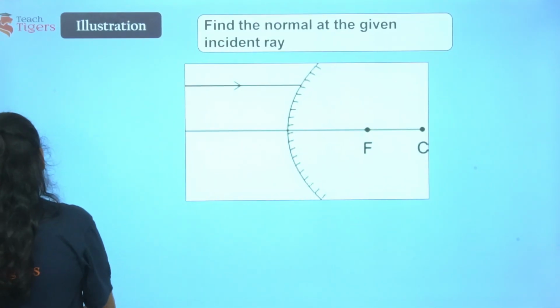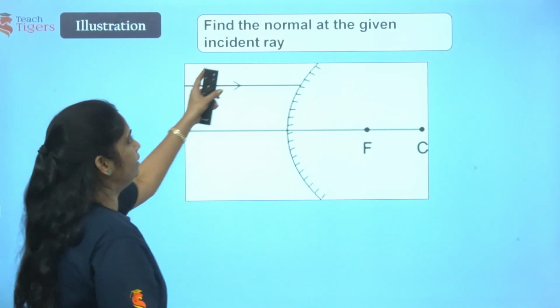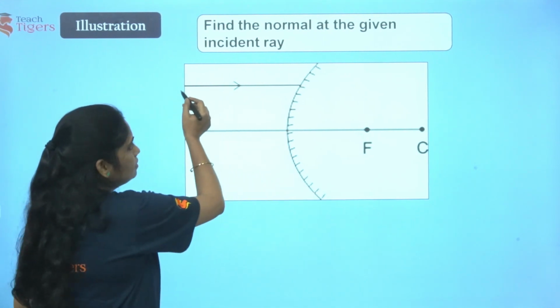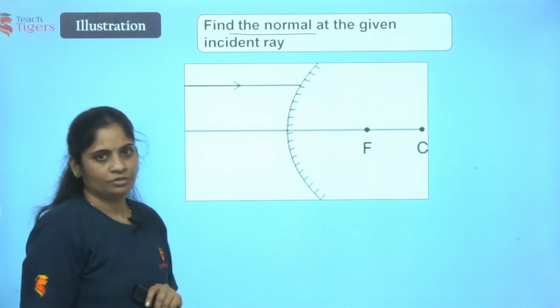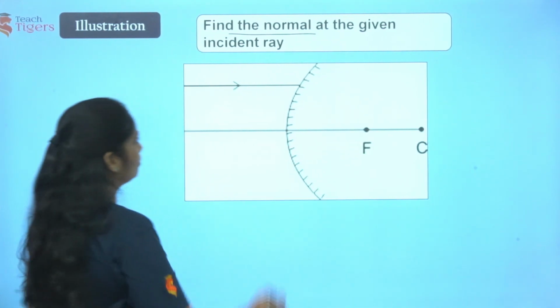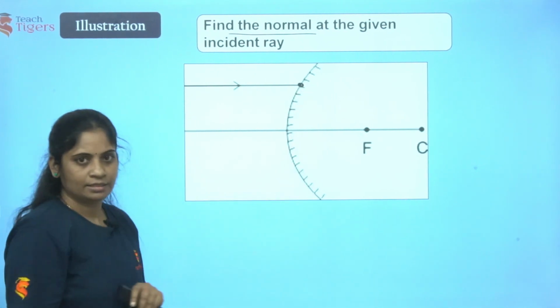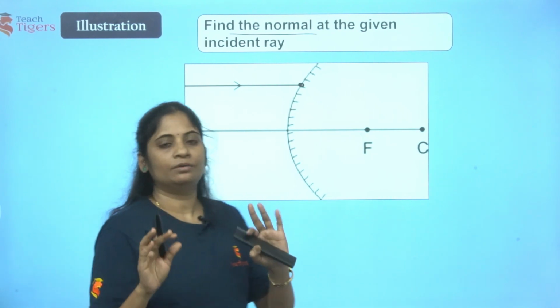Next, let us see. There is a small illustration here. Find the normal at the given incident ray. See, there is an incident ray. We are asked to find the normal, so we have to draw the normal line. Again the same procedure. This is the point of incidence. Now you need not draw the tangent. We have skipped drawing the tangent.